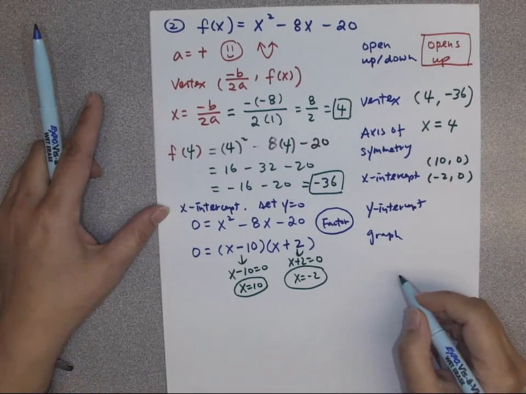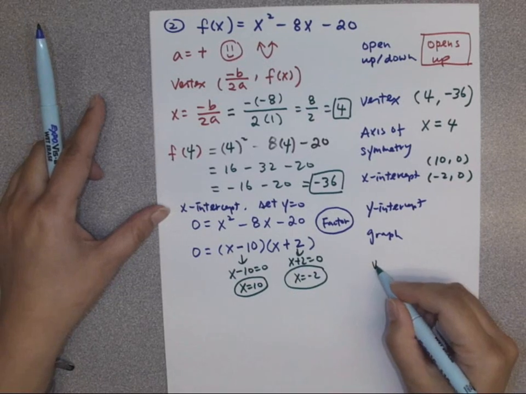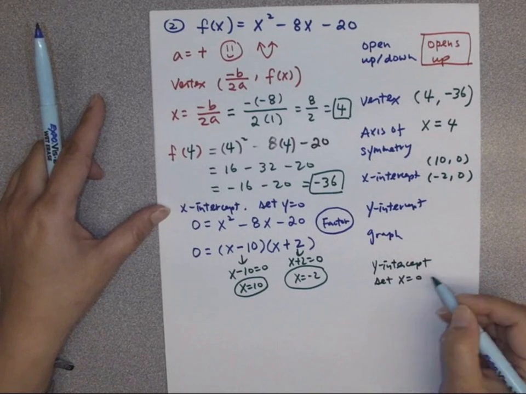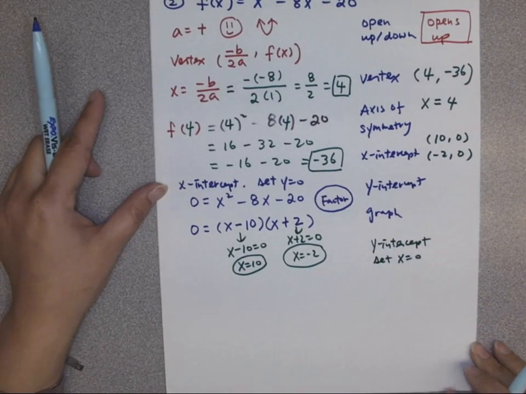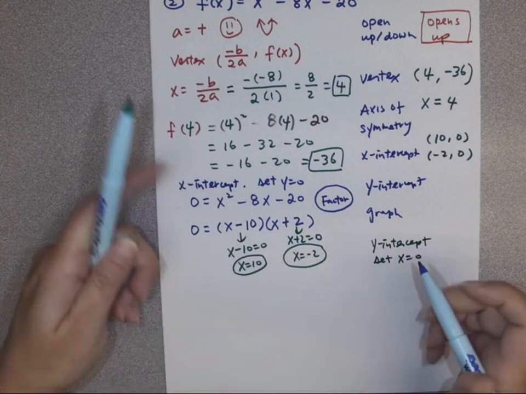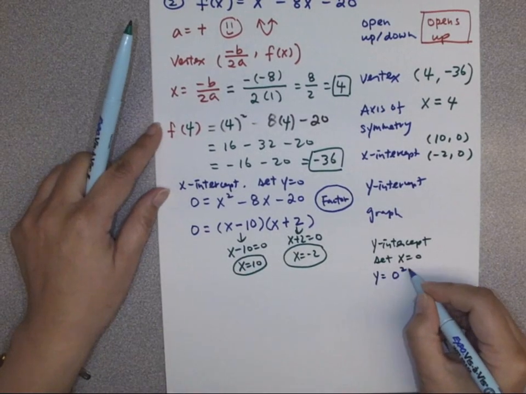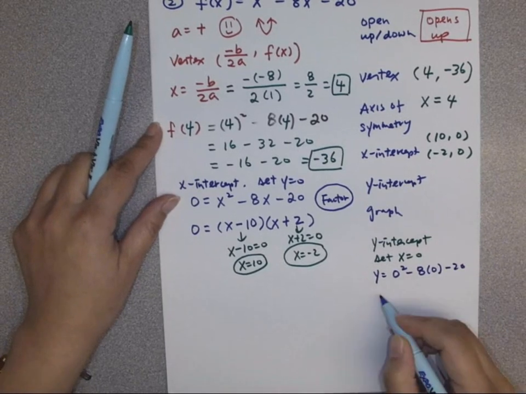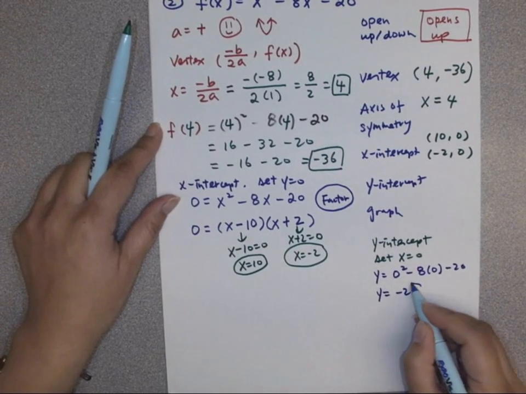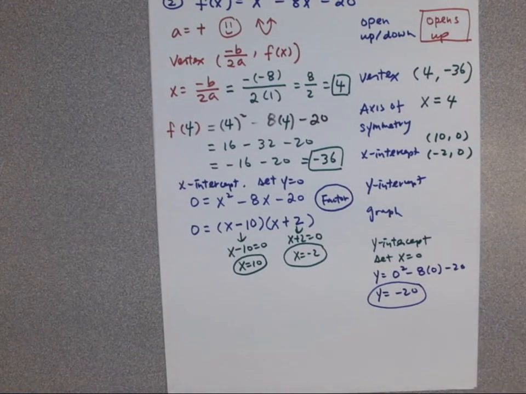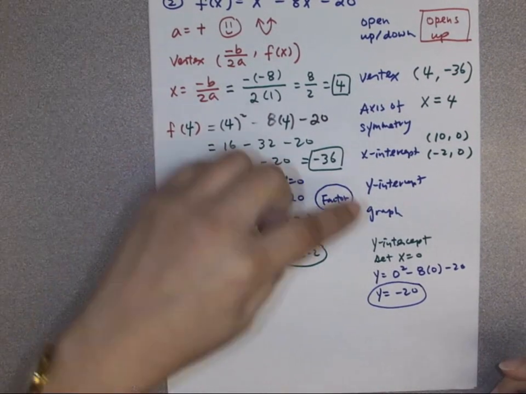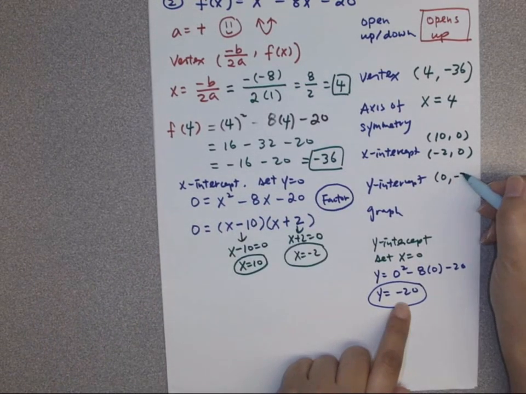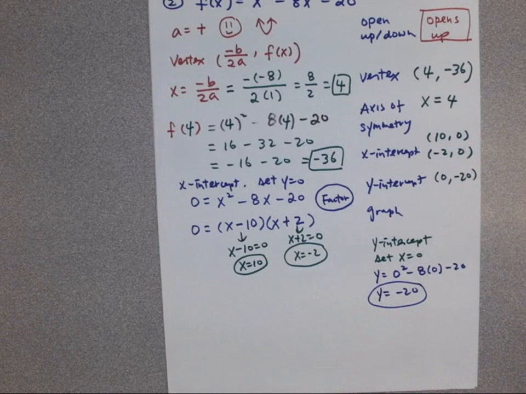Let's do the y-intercept. For the y-intercept, we set x equal to 0. Alright, so let's see, y equals 0 squared minus 8 times 0 minus 20. So basically y is negative 20, right? So if y is negative 20, then the y-intercept will be, we set x equal to 0, and then my y is negative 20. So we got a lot of information.